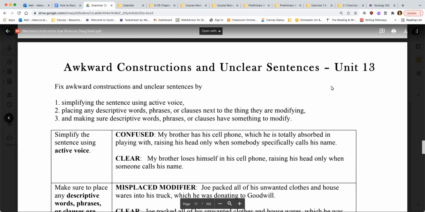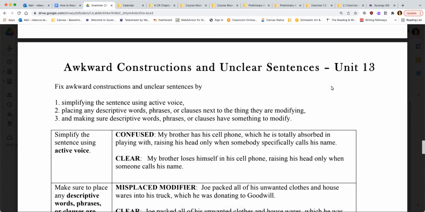All right, so unit 13, awkward constructions and unclear sentences. We're going to fix awkward constructions and unclear sentences by doing these three things. One, simplifying the sentence using active voice, which we have practiced before. Two, placing any descriptive words, phrases, or clauses next to the thing that they are modifying.